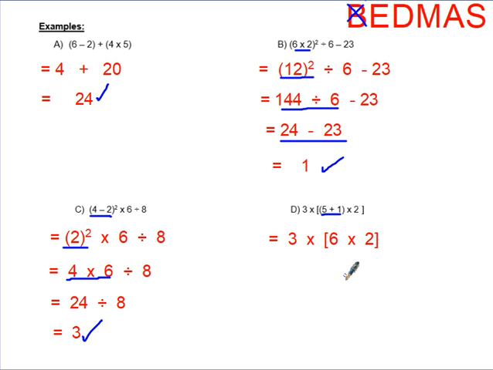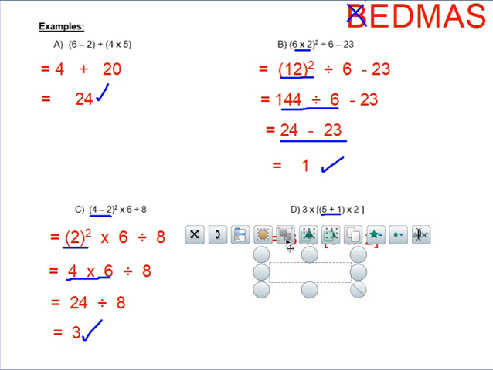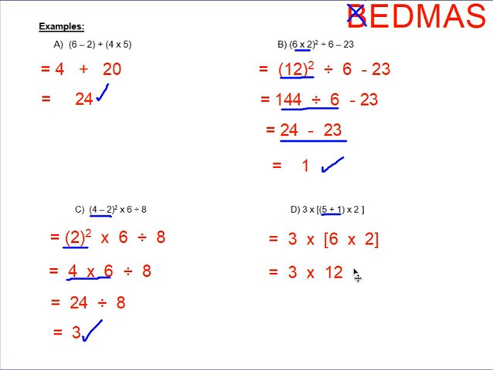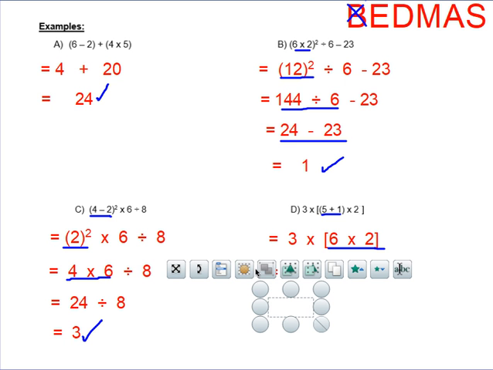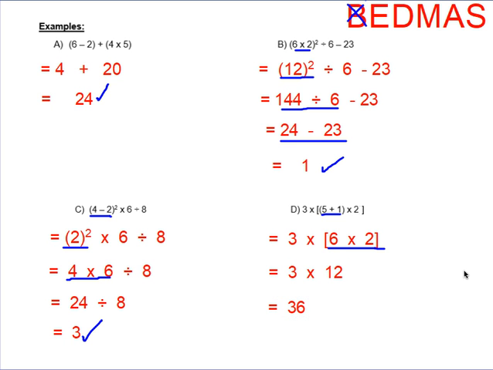Now, we're still not done with this bracket because we still have brackets here. So we're going to go ahead and do 6 times 2 in our calculator. Gives us 12. So we have 3 times 12. Okay, so that was the operation. And then 3 times 12 is the last thing we're going to be doing here, and that is 36. Okay, great. Okay, folks, that is the order of operations.